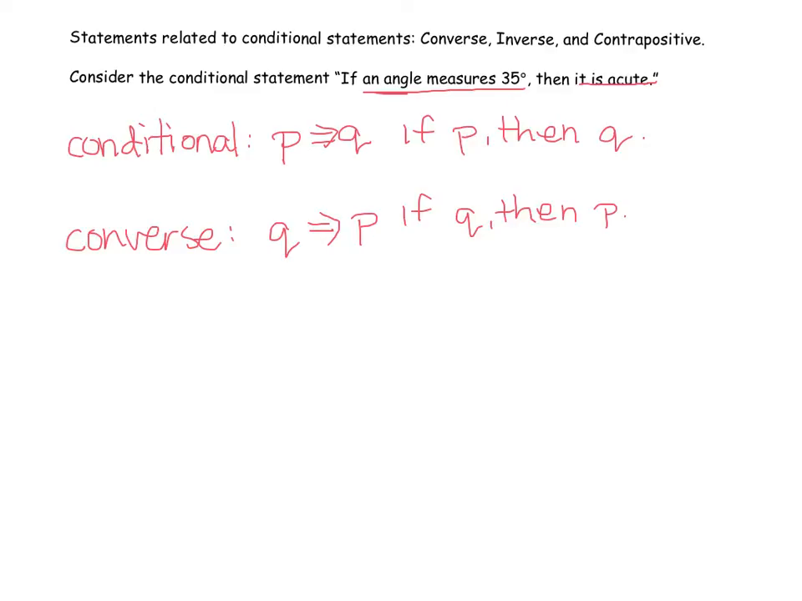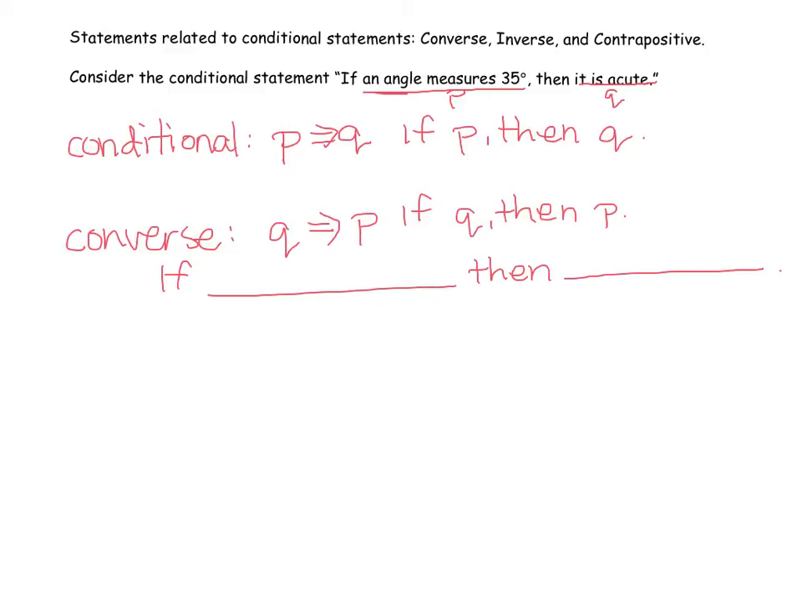So in this case, we're given the conditional statement, if an angle measures 35 degrees, then it is acute. So we really need to make sure we've identified the hypothesis, an angle measures 35 degrees. We've identified the conclusion, it is acute, and we're going to rewrite this, making sure that it makes sense in English. So I'm flipping it. This time we're saying if an angle is acute, then an angle measures 35 degrees.